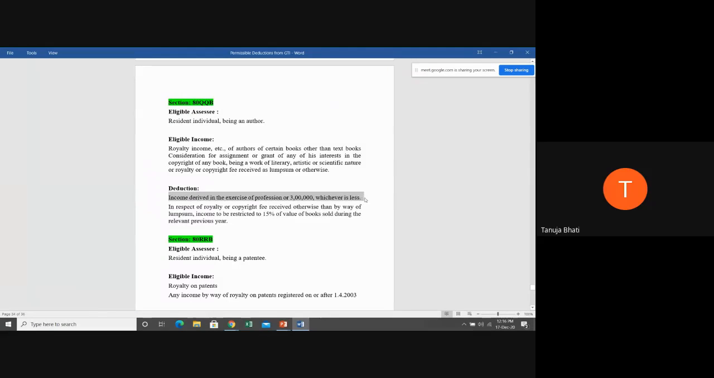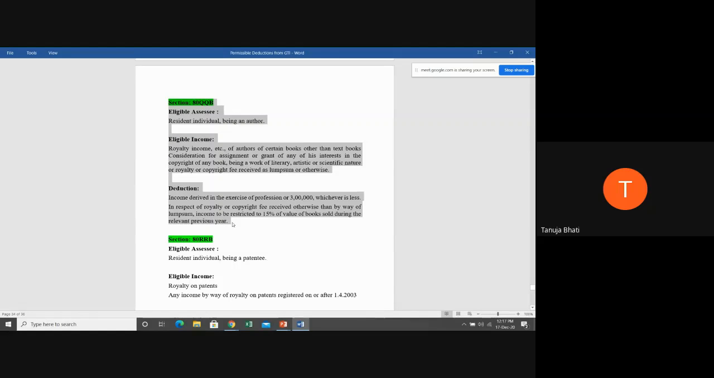So this deduction applies if he is receiving the entire royalty income in lump sum. But suppose he is receiving the royalty income in parts, then the deduction will be 15% of the value of the books sold during the relevant previous year. The income will be restricted to that much, and the deduction available will be that much. So did you all understand 80QQB?